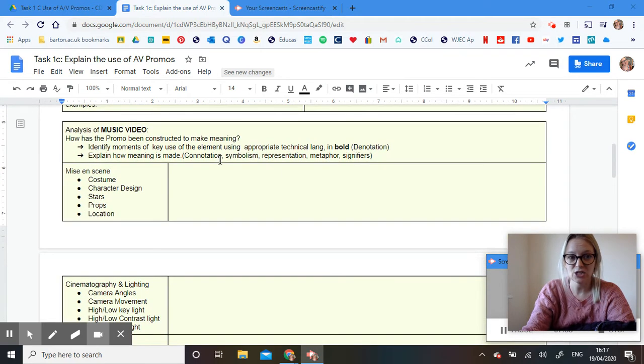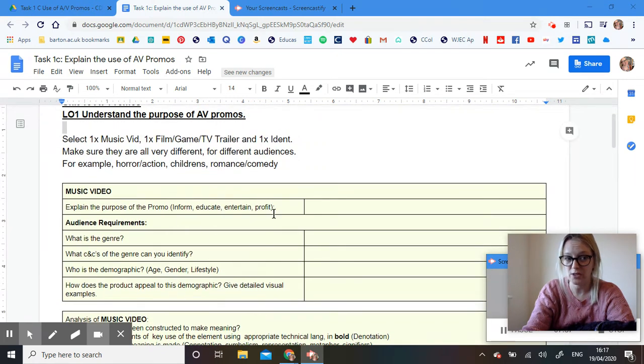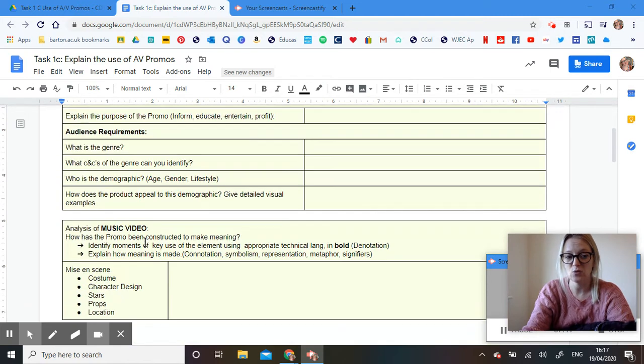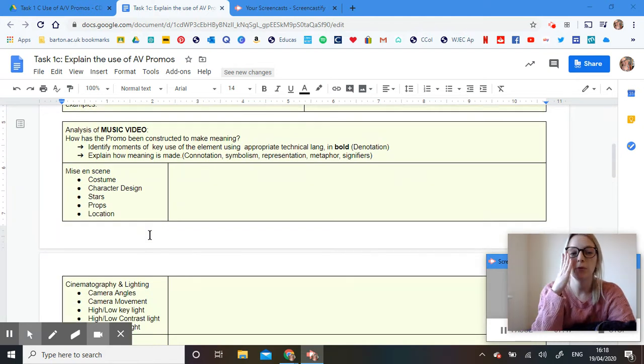The next section is really important. So this is just the intro bit, the stuff I've talked about so far. That's telling us the purpose and telling us about the audience. Now we're going to get down to it. For each product, remember we're just focusing on music video for the example. For each product, you now need to do an analysis of that product. A visual analysis of that product.